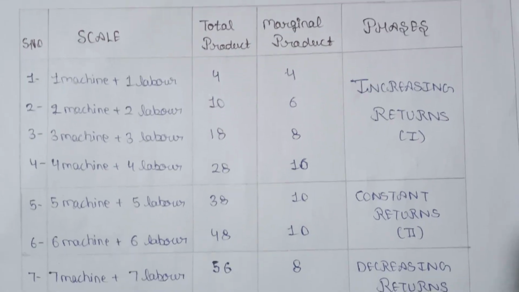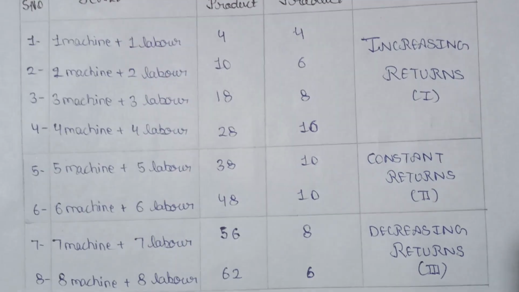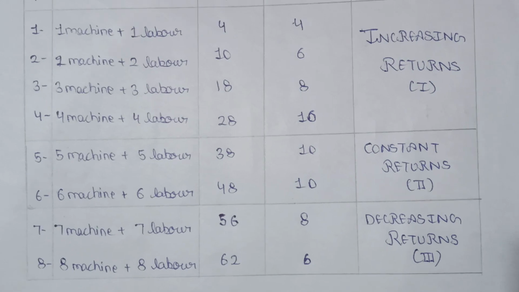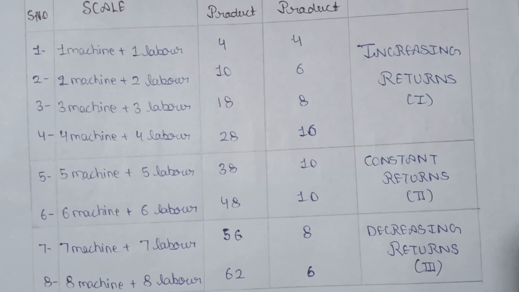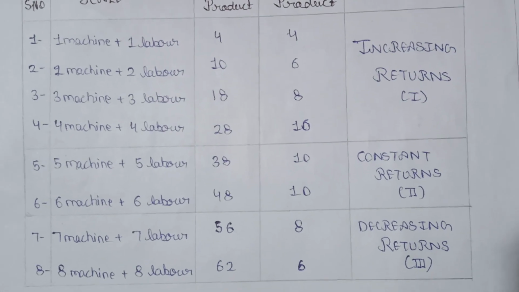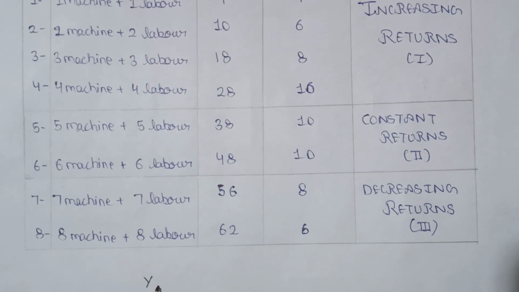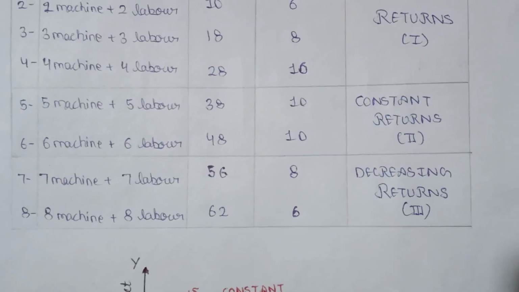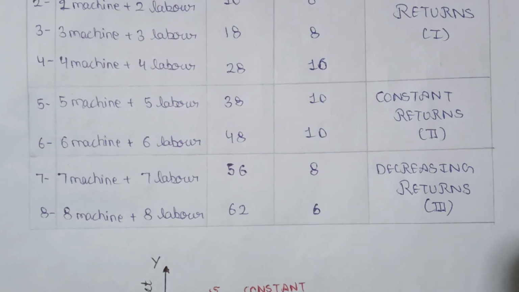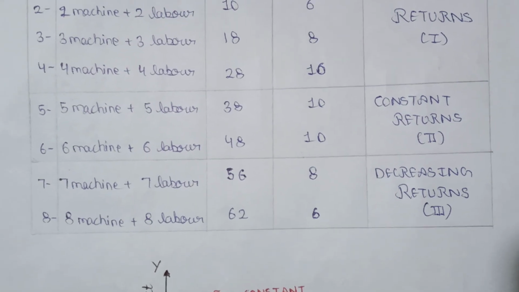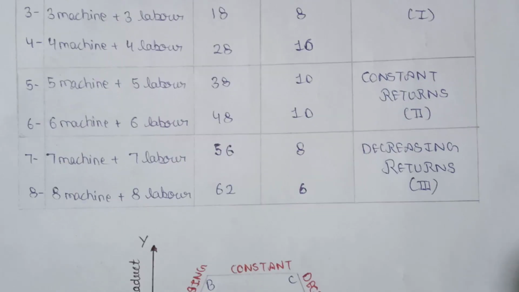This is increasing returns. Now in the fifth row, you can see that if we increase the labor and machine by 1 more each, we get constant returns to scale. That is, the marginal product remains constant. By the 7th row, you can see that if we increase the machine and labor up to 7, we get decreasing returns, that is, the marginal product is decreased. This is only because of the labor efficiency or machine work. The marginal product is decreased from 10 to 8 and 8 to 6.